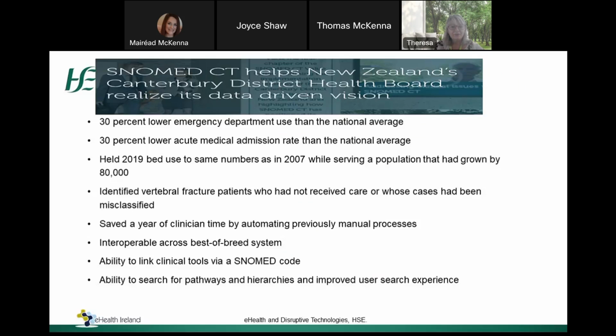This is the one that interests me the most: in 2019, they had the same bed numbers as they had in 2007 in one part of a certain hospital, while serving a population that had grown by 80,000. So this ultimately is saving them money. Just because they had a bigger population didn't mean that they needed more beds. They had better information and better data and could use it better by planning and being able to organise and structure their information. And this was in Canterbury District Health Board.